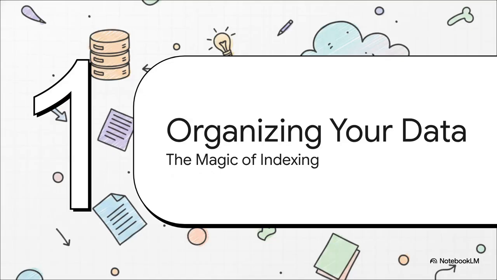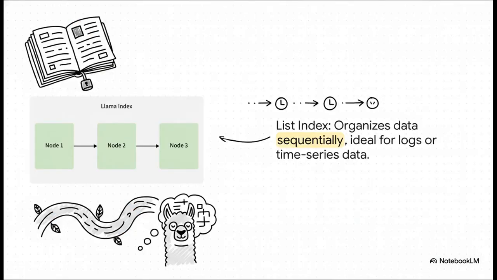Now let's zoom in on that middle step, because that is the real secret sauce here, indexing. The way LlamaIndex organizes your data is what gives it its power. And you've actually got a few different options for how to do it. First up, you've got the list index. The easiest way to think about this is like a diary or a logbook. It just organizes your data in order, one piece after another. This is perfect when the sequence of events is really important. Like if you wanted to analyze a conversation log to see how a support ticket was resolved step by step.